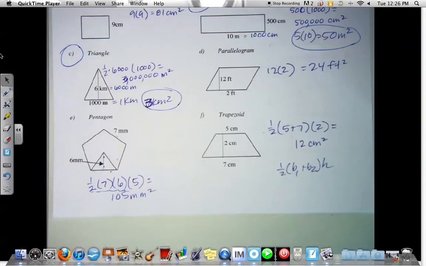Pentagon. Remember, shapes like the pentagon, you can break them up into triangles. There's 5 triangles in the pentagon. So you have to find the area of the triangle and then multiply it by the number of sides that there are. So that would be 105 millimeters squared.